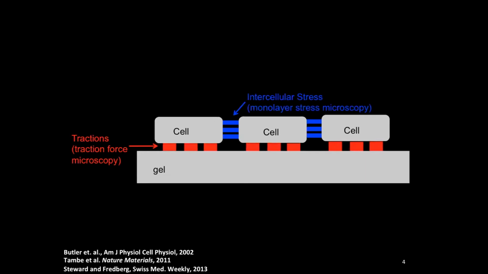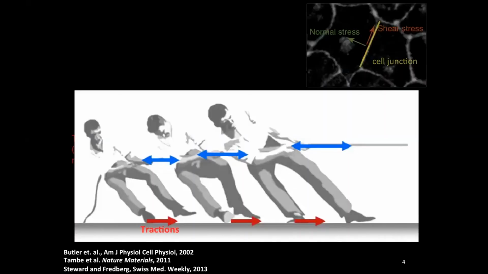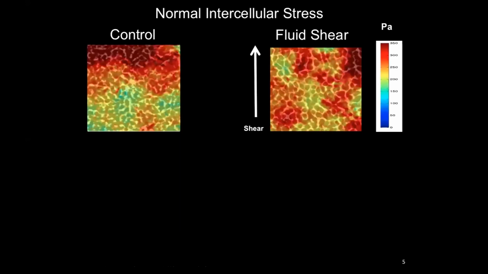Intercellular stresses are going to be the stresses between the cells themselves. We use monolayer stress microscopy for that, okay? And we can calculate the normal and shear intercellular stress. I like to think of tractions and intercellular stresses interacting with each other through a tug of war here, okay? Now, what I'll show next, keeping that in mind.